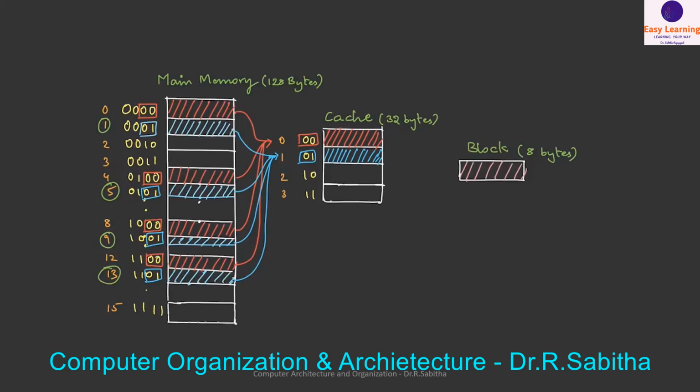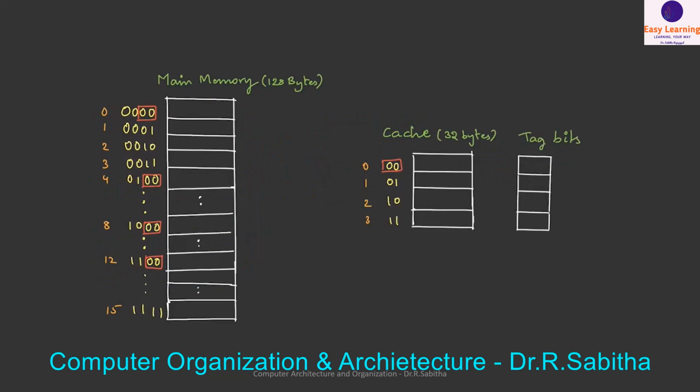This is how the direct mapping happens. You cannot have all the blocks which have the least significant bits 00 in cache line 0 at the same time. You can have either block 0, or block 4, or block 8, or block 12 at a time in cache line 0. Then you could have either 1, or 5, or 9, or 13, any one in line 1. This is how direct mapping works.